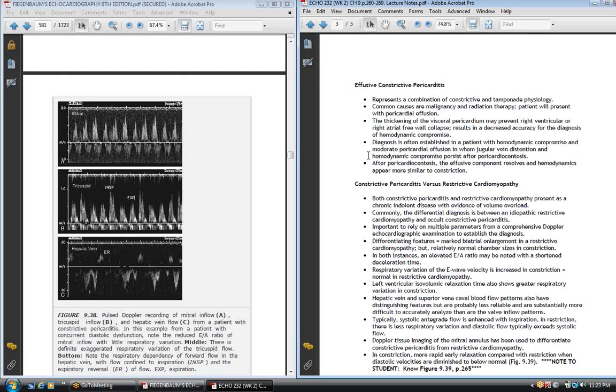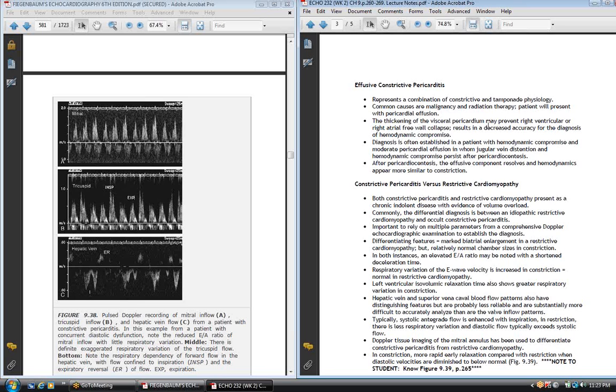Effusive constrictive pericarditis represents a combination of constrictive and tamponade physiology. Common causes are malignancy and radiation therapy. Patient will present with pericardial effusion. The thickening of the visceral pericardium may prevent right ventricular or right atrial free wall collapse, resulting in a decreased accuracy for the diagnosis of hemodynamic compromise. So you wouldn't have your typical collapse seen in tamponade.